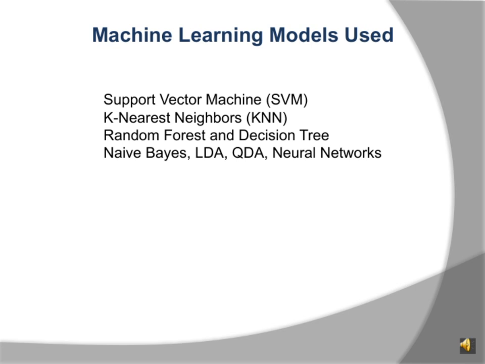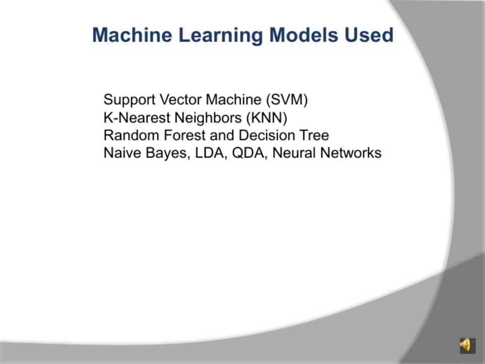Next up is k-nearest neighbors, or KNN. This is a simple yet intuitive algorithm that classifies new data points based on the labels of their closest neighbors. It relies on the idea that similar data points tend to be near each other, making it quite effective for certain types of problems. Then we have random forest and decision trees.